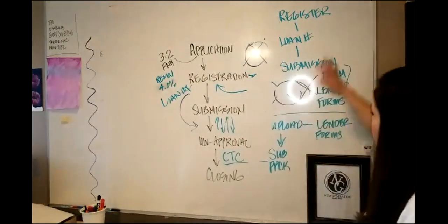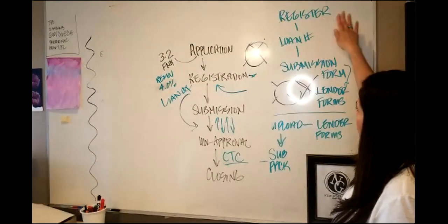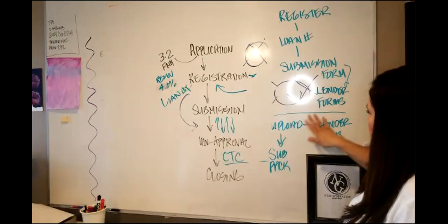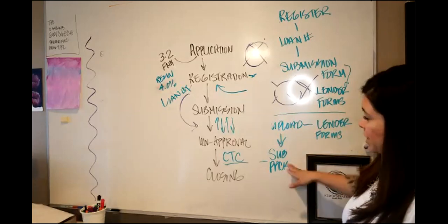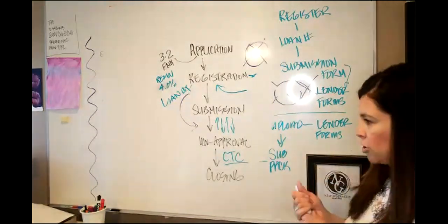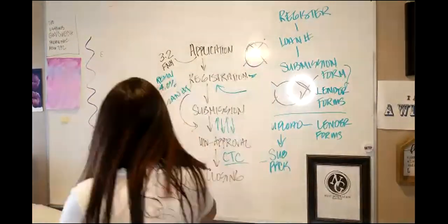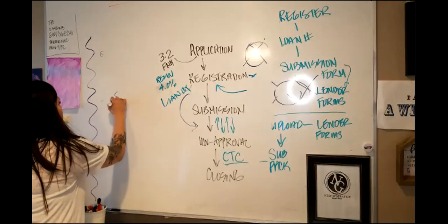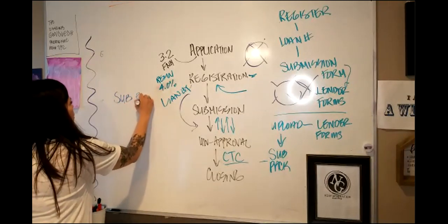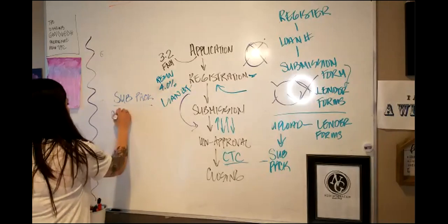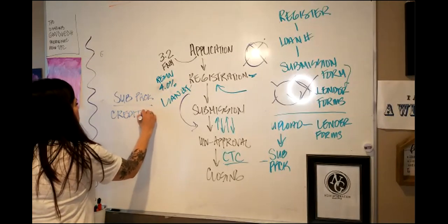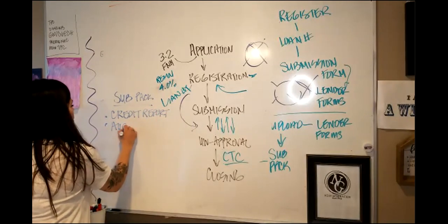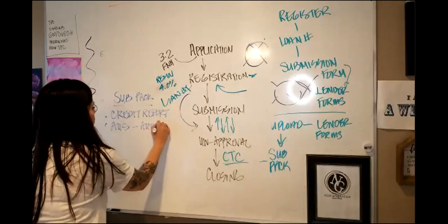So we're talking about our process flow. You register, get the loan number, you complete the submission form, you complete the lender forms. Then you're going to upload the lender forms you just completed and the submission pack. So what is the submission pack? A sub pack: you have to have credit, the credit report, you've got to upload that. You're going to have the AUS, the automated underwriting.